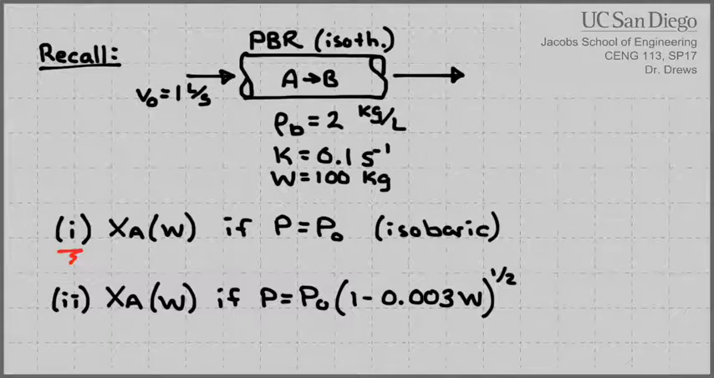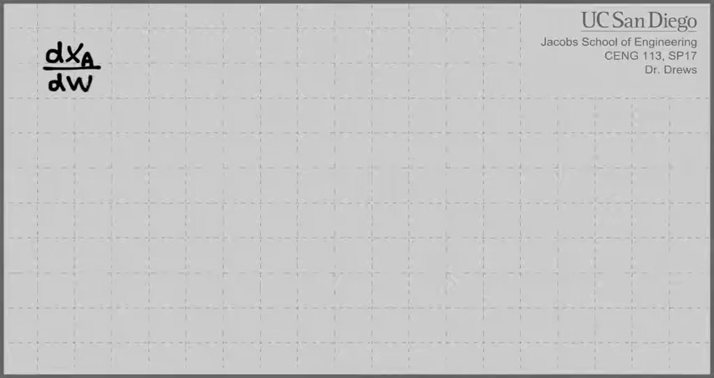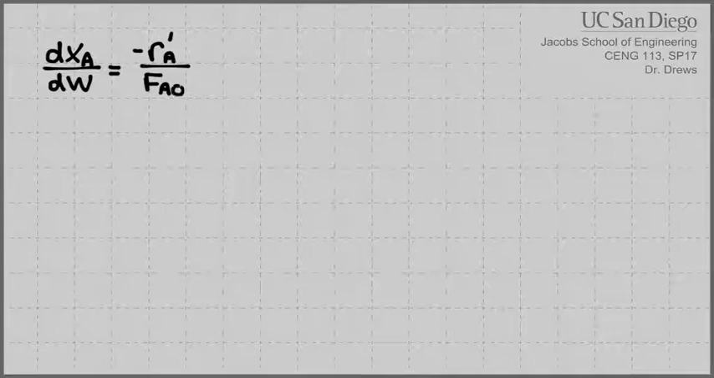So that material balance for the first one, which we wrote this down Wednesday, that was the last lecture, the conversion of A with respect to catalyst weight was minus R sub A, here's that prime that goes in there, over FA naught. That comes directly out of our material balance for species A.